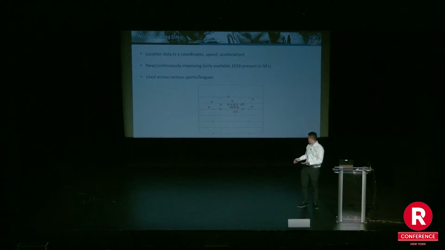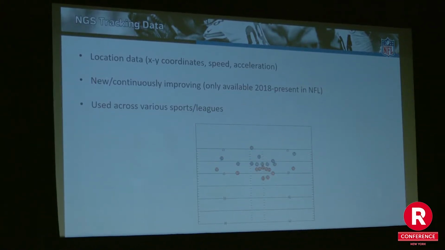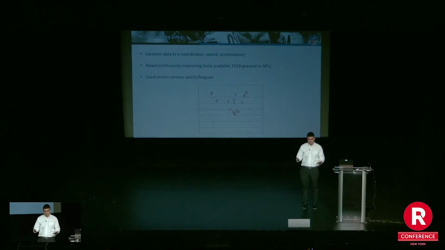It's location data, XY coordinates, speed and acceleration of all the players throughout the play. Again, it's new and improving. It's relatively recent that we had this data. It's only 2018 to present, and it's not just used in the NFL. It's used across all leagues.